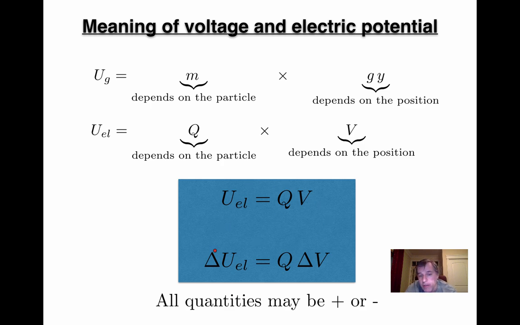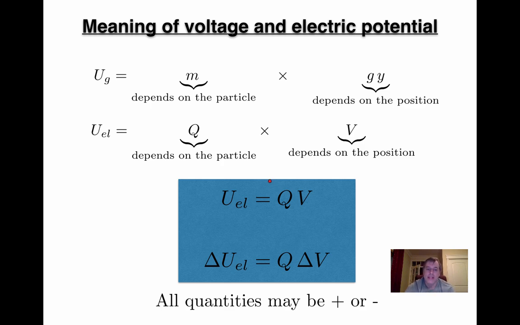Notice that in these formulas, everything can be positive or negative. You can apply the equation for a negative charge, and V, or even delta V, may be positive or negative. Remember, V is like y. The y value can be positive or negative, and V can be positive or negative. Therefore, the electric potential energy can also be positive or negative. That's the same thing for gravitational potential energy: mgy can be positive or negative, right? So everything here can be either positive or negative.